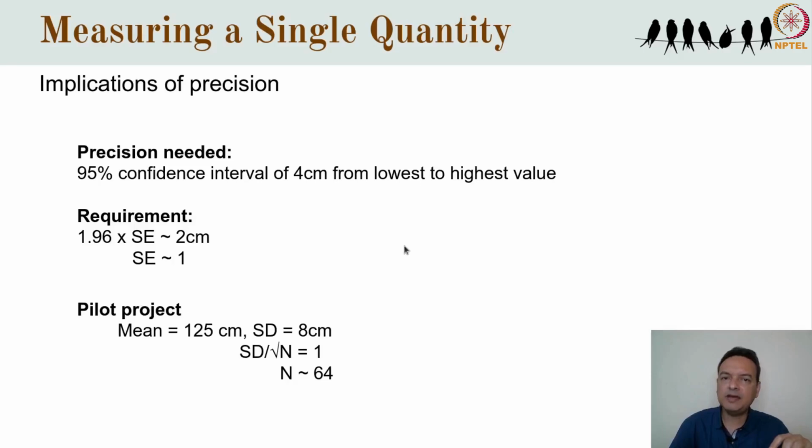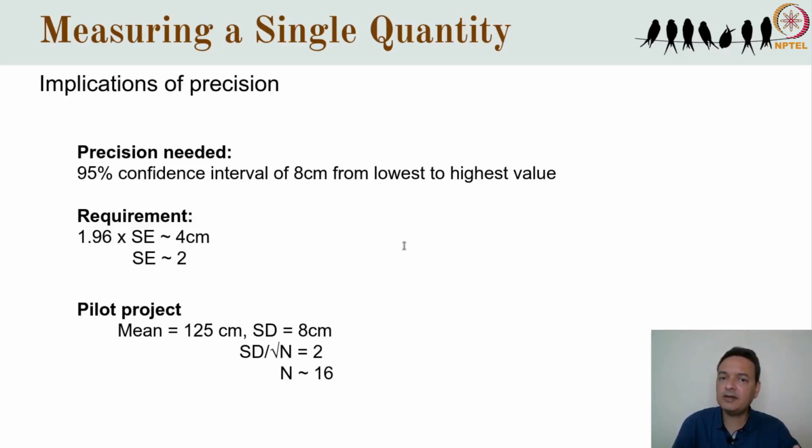Now if I do a small pilot project measuring the train lengths of 10 peafowl, and the mean of these 10 I find to be 125 centimeters with a standard deviation of 8. Then assuming that this sample standard deviation of 8 is somewhat close to the population standard deviation, I know that the standard deviation divided by the square root of n will be my standard error, which we know needs to be around 1. So therefore the square root of n needs to be around 8, which means that the sample size in my final data collection should be roughly 64 individual peacocks.